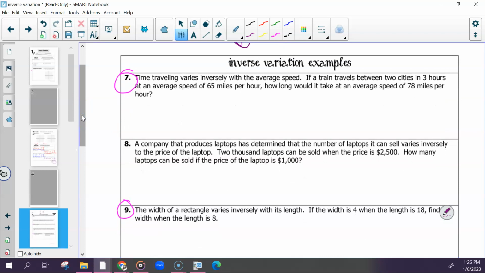So let's do 7. The y and x here stay the same. So whatever comes first is still going to be your y no matter what. And then whatever comes after is still going to be your x. We're still going to have to either label them or write them off to the side, which I'll do.